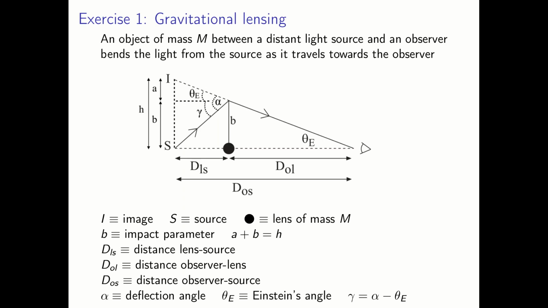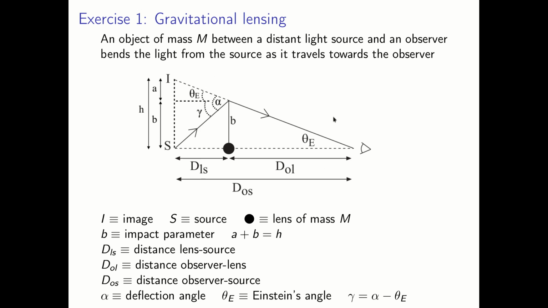Let's start. The first exercise is about gravitational lensing, which is the phenomenon for which an object of mass m, called lens, which is posed between a distant light source and an observer, bends the light from the source as it travels towards the observer. The consequence of this is that if you use a telescope, you will get an image of the source which doesn't represent the true position of the source in the sky.